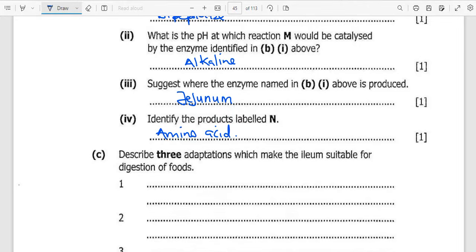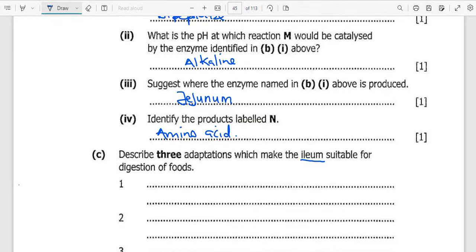C, describe 3 adaptations which make the ileum suitable for digestion of food. So we have to look at the ileum here. The first one that we can say is that the ileum is very long to produce a large surface area for absorption of food.